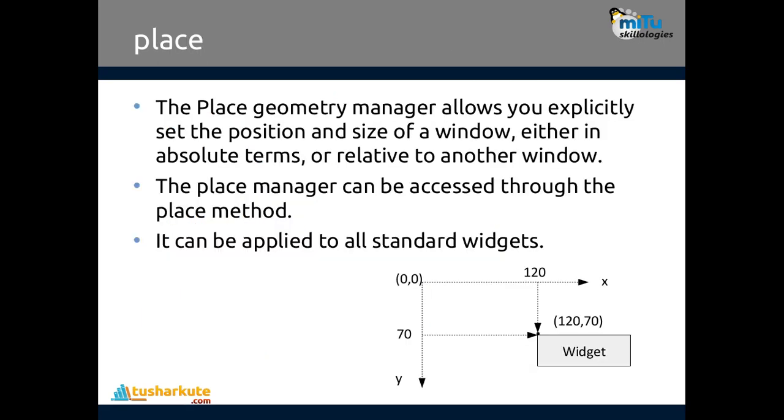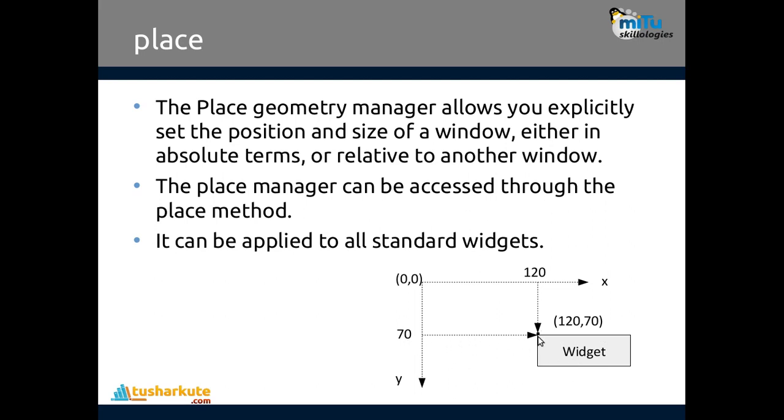Now the most important geometry manager is place. The place geometry manager allows you to explicitly set the position and size of a window, either in absolute terms or relative to another window. The place manager can be accessed through the place method. It can be applied to all the standard widgets. See the diagram which I have shown over here. This is the x axis, this is the y axis, and this point on the window is 0, 0. If you consider any simple point, like here, and I want to place a widget at this position, the position of this widget I can specify from the x side.